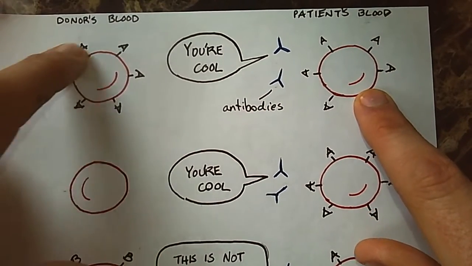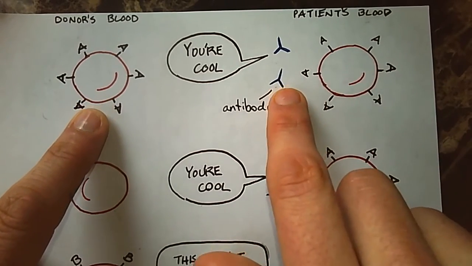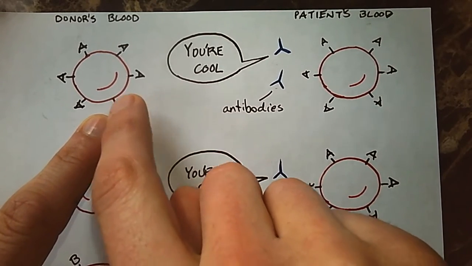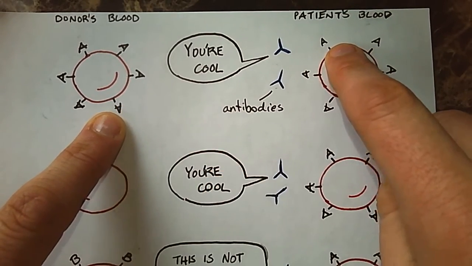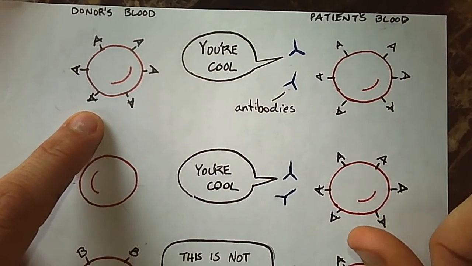Now we have this donor's red blood cells in the patient's blood, and these antibodies are going to bump into these A proteins, and they're going to recognize these A proteins as their own. There's really no difference between them, and so a type A person can donate to a type A person.